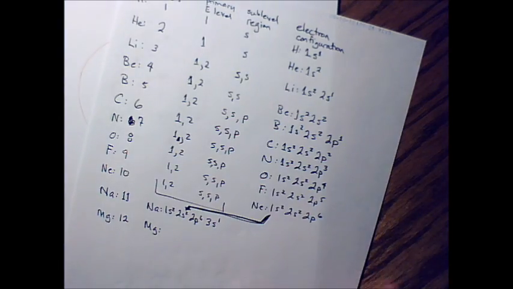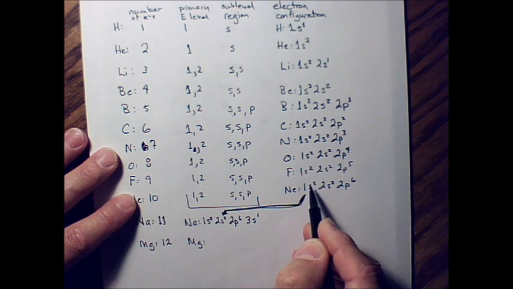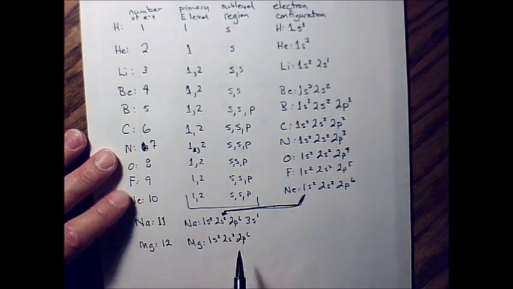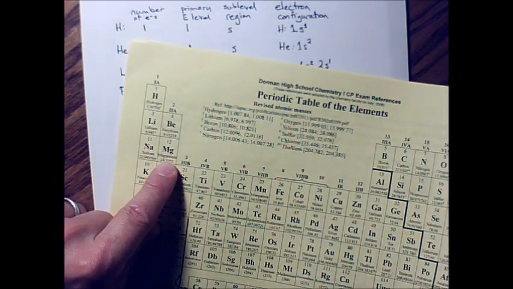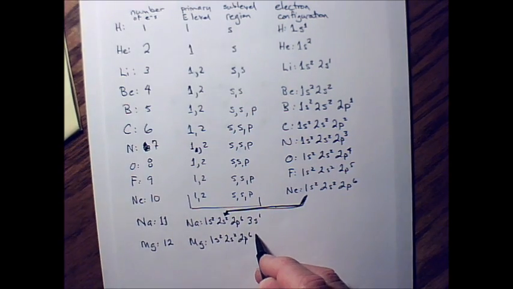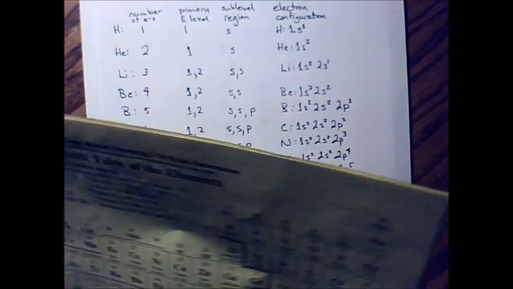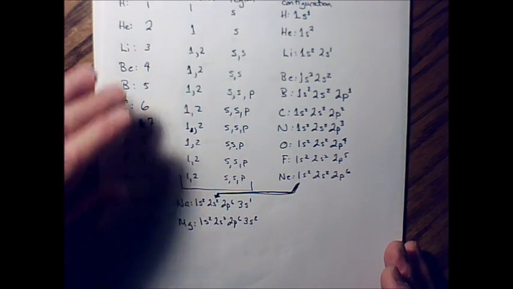All right. So, neon has all that. That's going to be in the lower levels of magnesium. 1s2, 2s2, 2p6, and now we're ready to have 3s1 and 3s2. I was counting them for you, 1 and 2, just counting them.